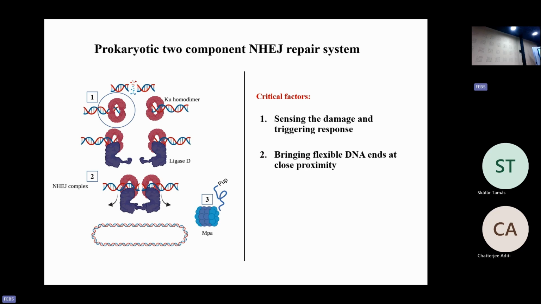which brings me to the prokaryotic two-component system. There are only two proteins involved here. Number one is Ku, which binds to the DNA and houses component two, which ligates the two ends. But there are two critical factors. Number one, what senses this damage and triggers the response. And the second, more important, rate limiting step, is what brings the broken ends into close proximity.